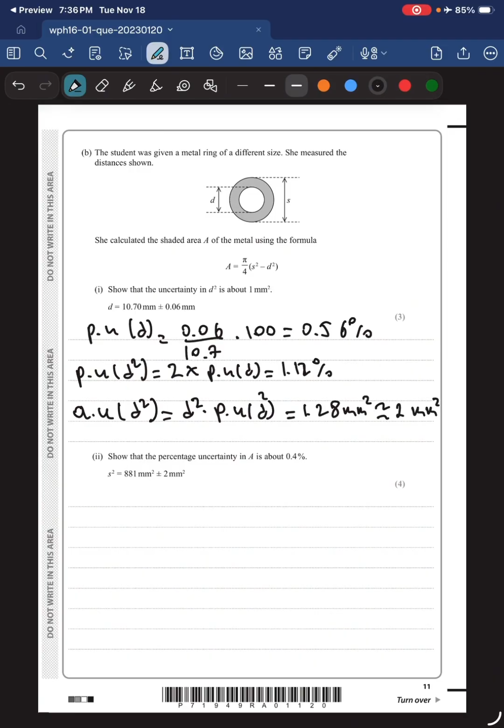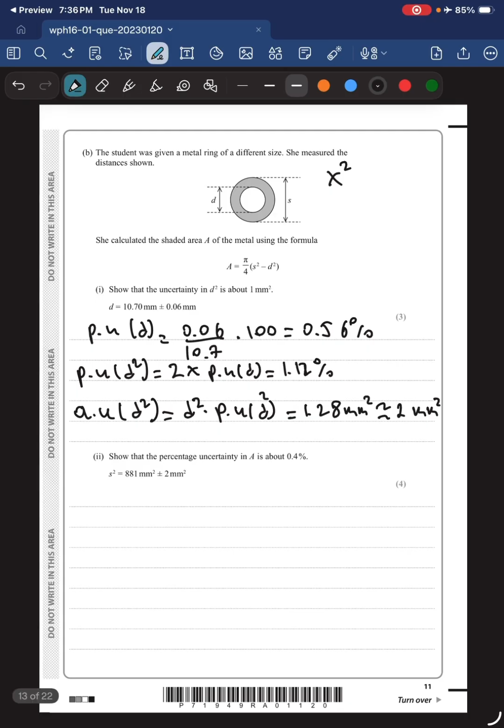So I will remind you here that if you are measuring x squared and you want to find the absolute uncertainty in x squared, you have to find, actually, x to the n, where n is some integer. The percentage uncertainty in x to the n is n times the percentage uncertainty in x. And then for the absolute uncertainty in x to the n, you multiply x to the n with its percentage uncertainty, and it will give you the absolute uncertainty.